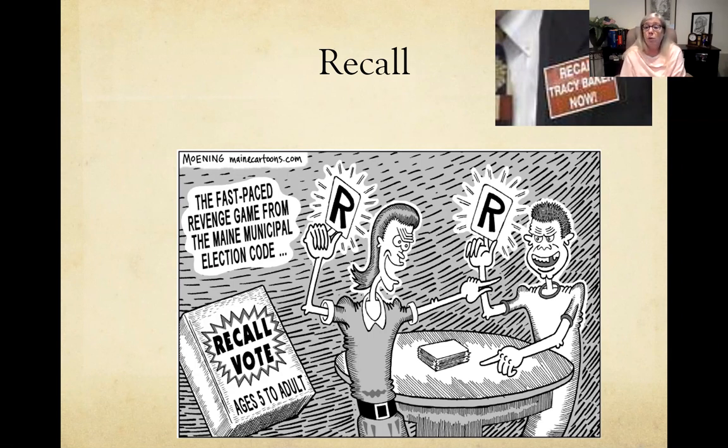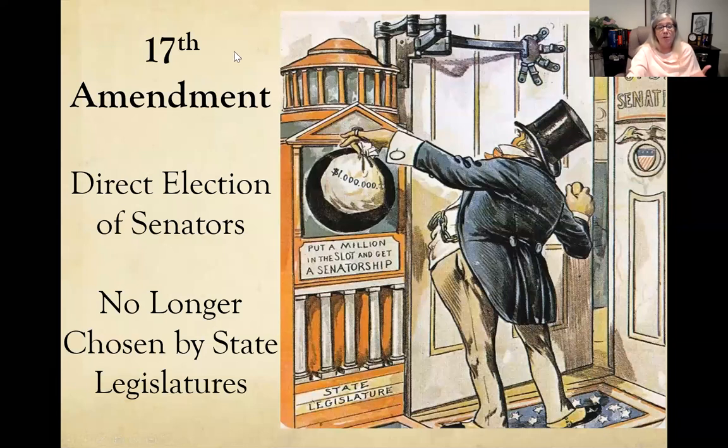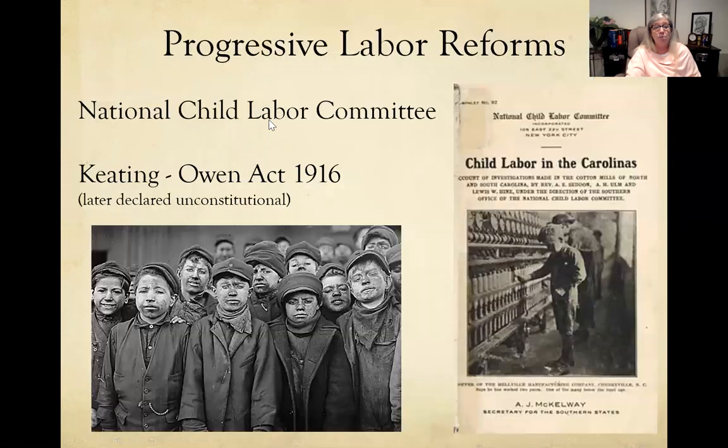And so this would be a recall vote where the people themselves would go back and vote whether or not to remove a person from office. It doesn't really happen very often, but that power is actually there. Okay, and we've already talked about the direct election of senators with the 17th Amendment. This is giving the people themselves the power to determine who will be their senators rather than the state legislatures making that decision.